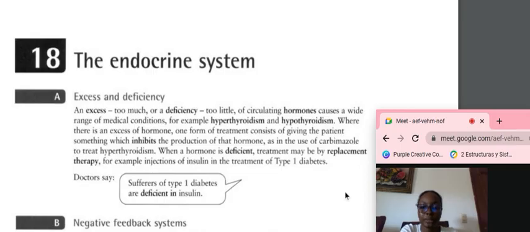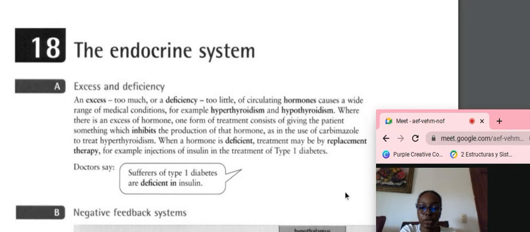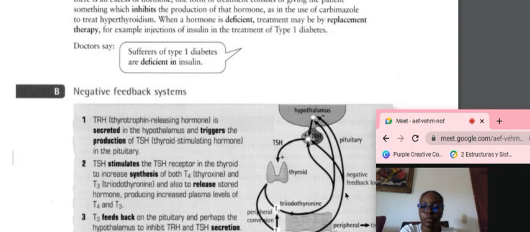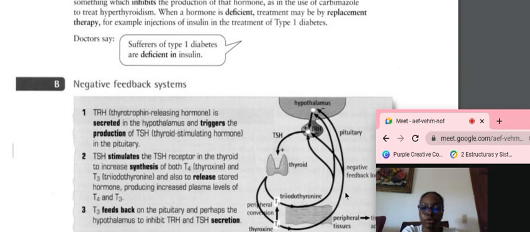When a hormone is deficient, treatment may be by replacement therapy. For example, injections of insulin in the treatment of type 1 diabetes. Doctors say sufferers of type 1 diabetes are deficient in insulin.